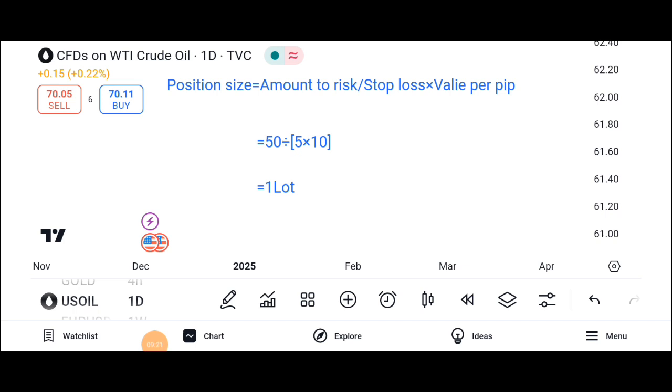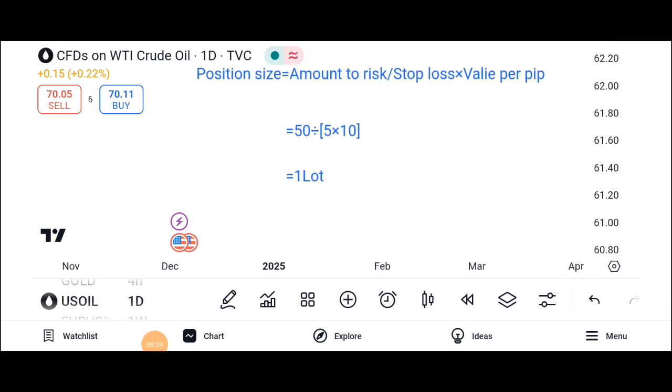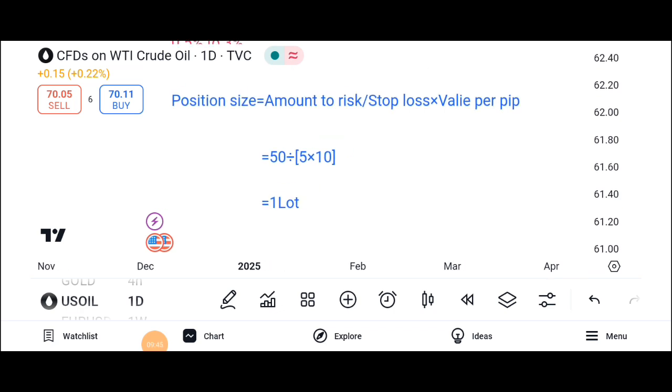So after doing that, you're going to input the answers right after getting your amount to risk and the value per pip. In this case, I used 50 as the amount to risk, divided by the stop loss, which was 5 pips, times the value per pip. I was considering Euro USD because its value per pip is $10. So at the end of the day, I came up with one lot. So this is the lot I would use for this particular account.